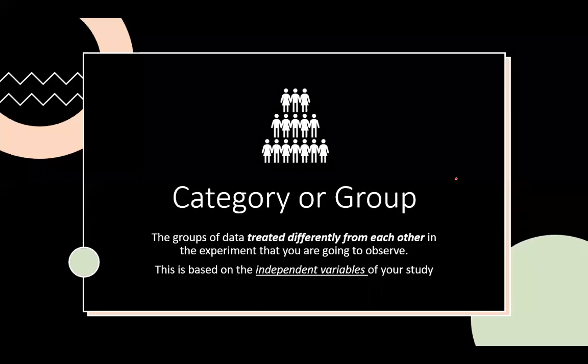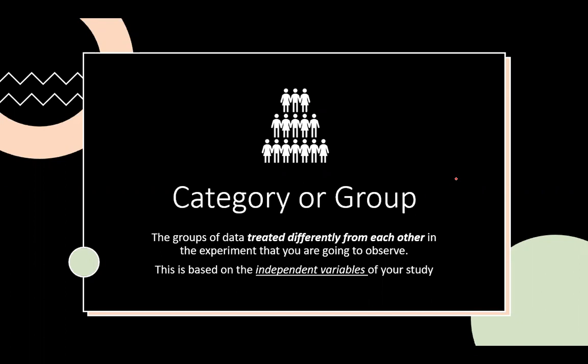So, okay, let's start. What is the first term we will learn? Category or group. So what is a category or group? To be clear, a category or group is a group of data that is treated differently from each other. It was in bold if you are not clear, but it is data that is treated differently from each other in the experiment.